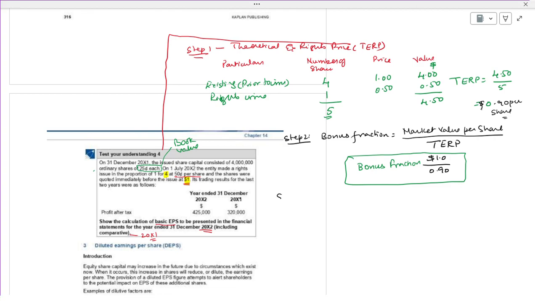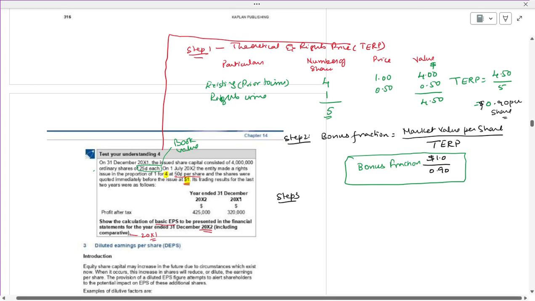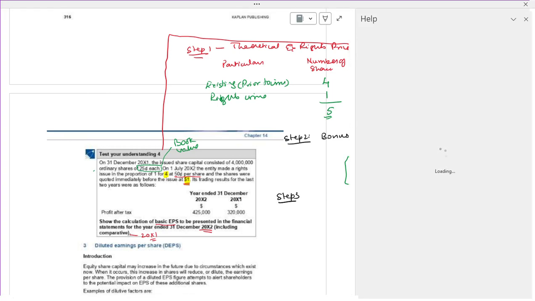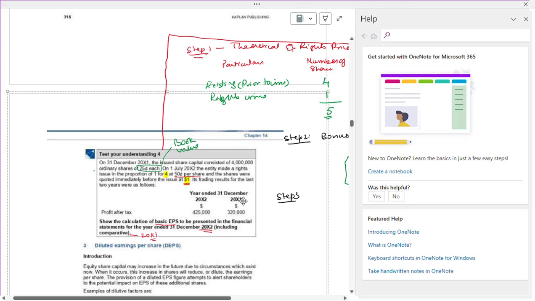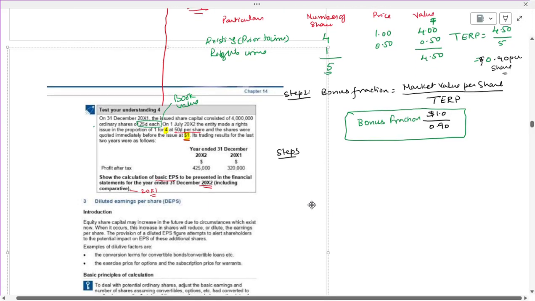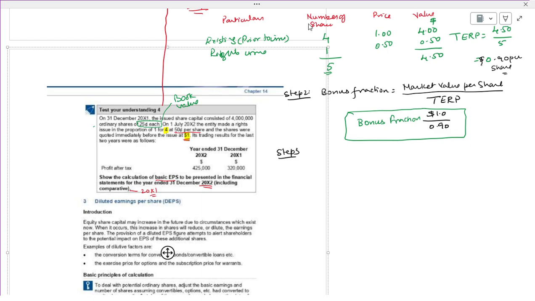Next, step 3, what do we have to do? Step 3 is the weighted number of shares.